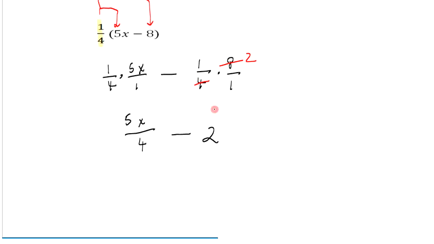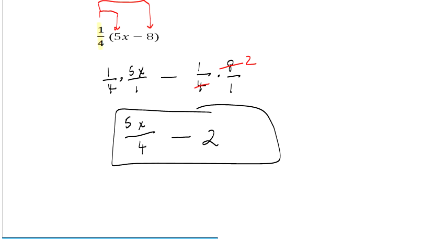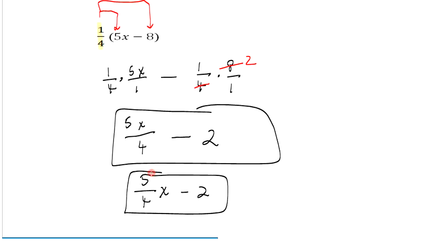So that's the answer. Now you could also write it like this. You could also say 5/4 x minus 2. And that's equivalent, and the system, MyMathLab, will take either one of these answers. So whichever you feel more comfortable with.